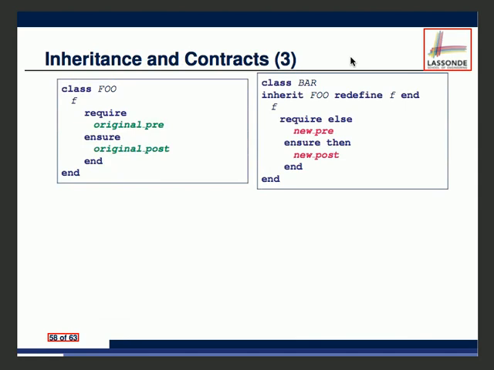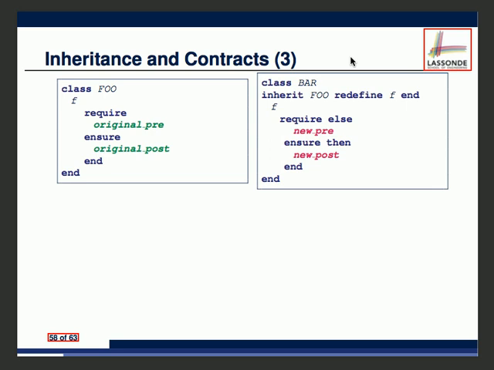Okay, let's just talk about the rule first. Let's say we have two classes over here. We got Foo and we got Bar. Foo is a superclass where we got original precondition, original postcondition. And we also got Bar over there. Bar inherits Foo and redefines the feature called F. So now F actually got contracts in both the superclass and subclass. For F over there, we say require else some new precondition. And then for postcondition, we say ensure then some new postcondition. Okay? So now you can see we got two preconditions there, and also we got two postconditions there.